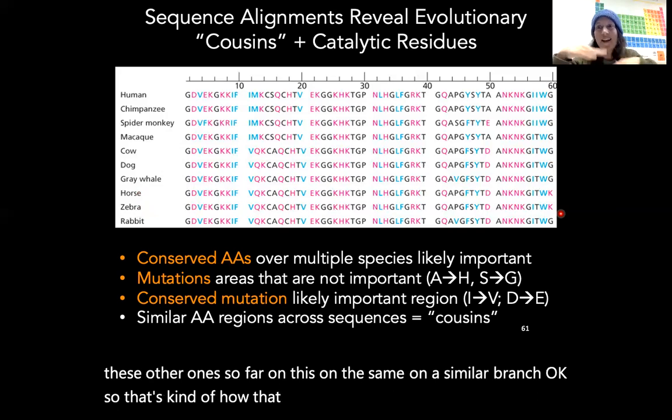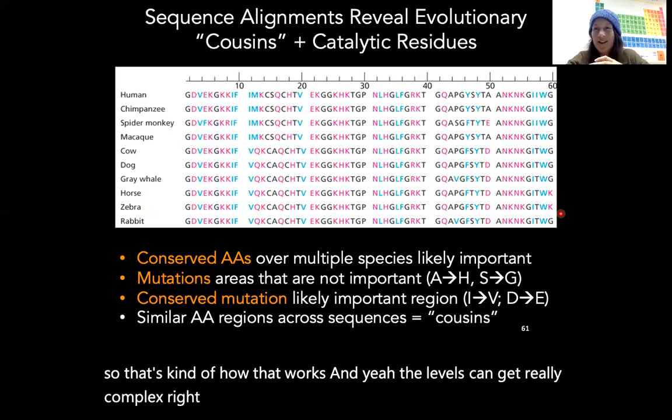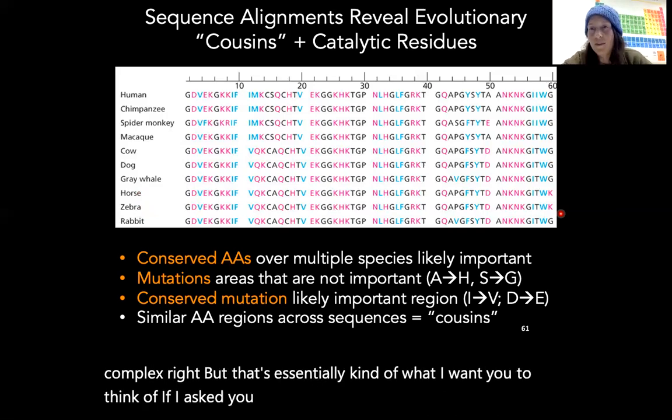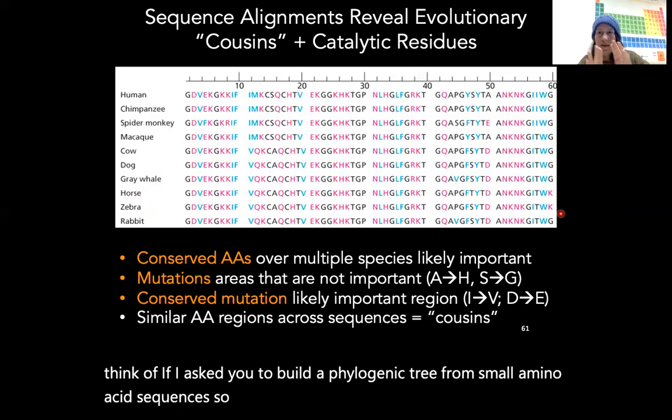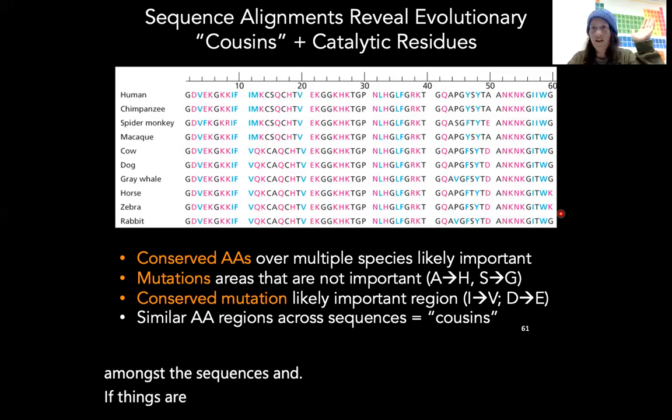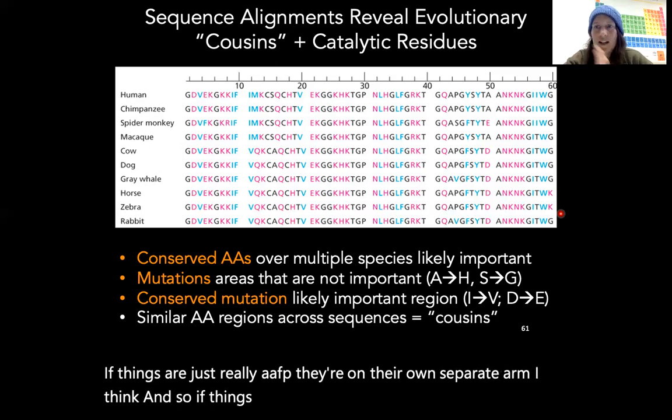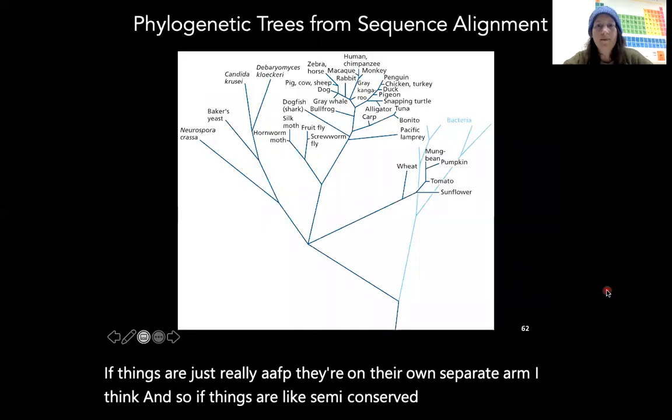And yeah, the levels can get really complex, right? But that's essentially what I want you to think of if I asked you to build a phylogenetic tree from small amino acid sequences. So you're looking for conservations amongst the sequences, and if things are just really off, they're on their own separate arm. And if things are semi-conserved, they're on a similar arm.